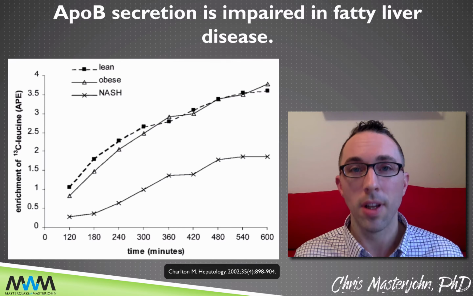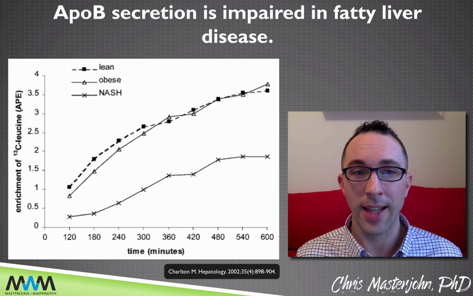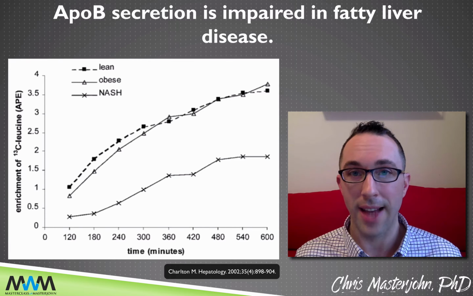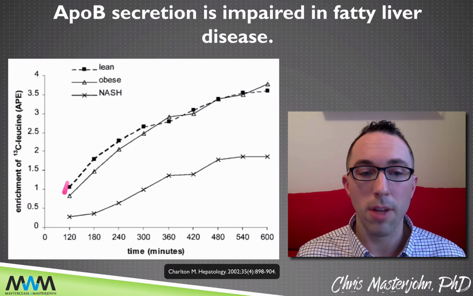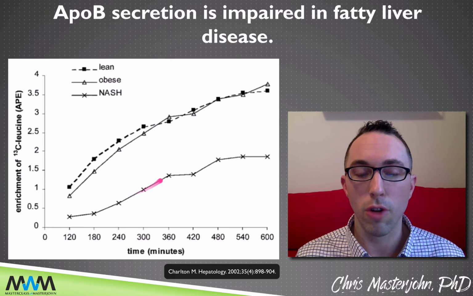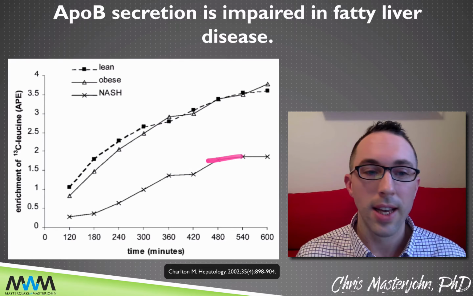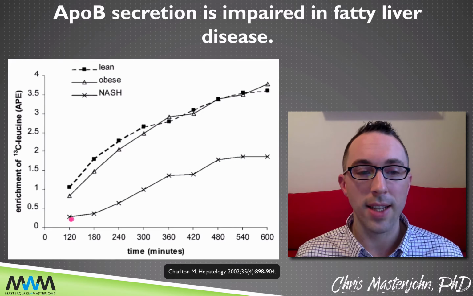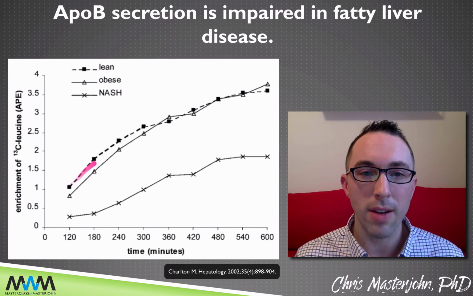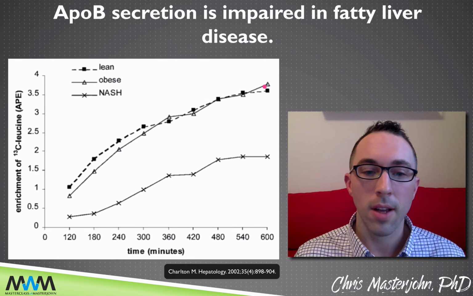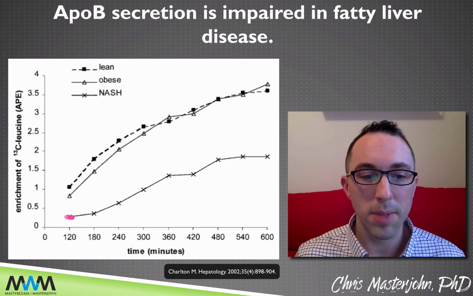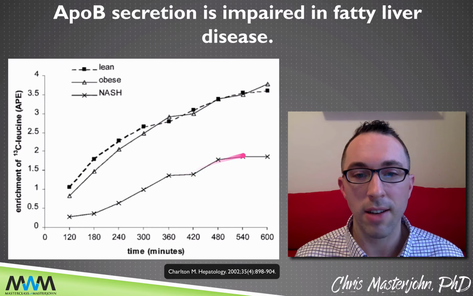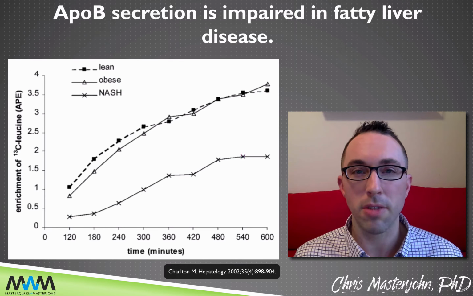The data shown on the screen show the ApoB secretion rates of a small number of lean people, obese people without fatty liver disease, and obese patients with NASH. You can see the total amount of ApoB secreted over the course of several hours. And the big noticeable trend is that the lean and obese people without NASH are up here, whereas the obese people with NASH are down here, and they have a much lower ApoB secretion rate.